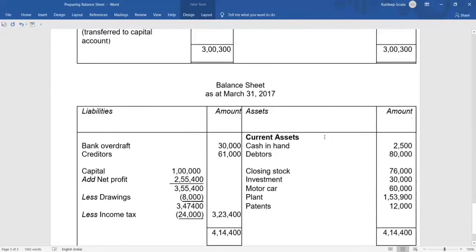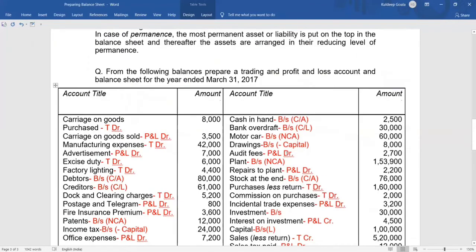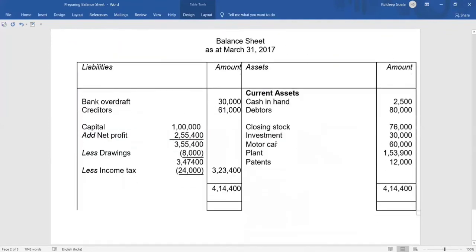So this will give you the information about the current assets. Then coming to the next item, let's see what is there in the current asset. What else? Debtors over. So let's say this side, cash in hand is over. Then current asset. Stock at the end. There is a closing stock of 76,000. So it will also come in the current asset.